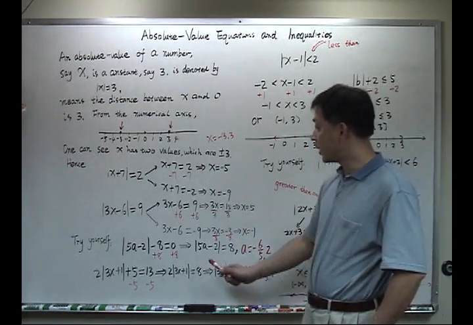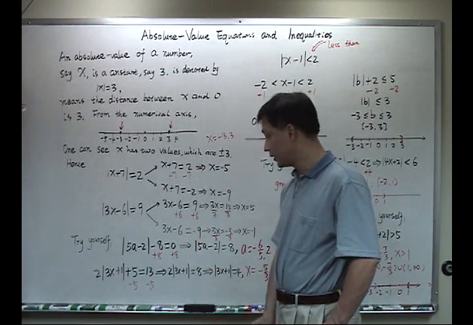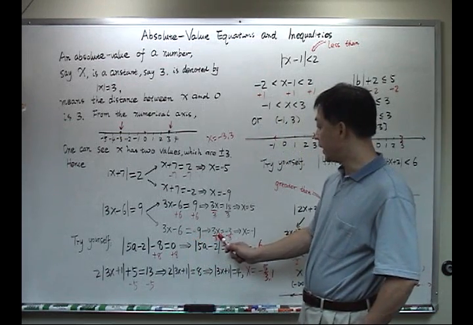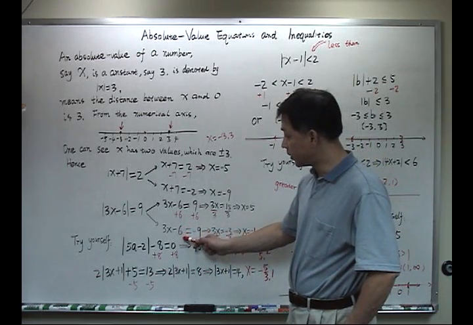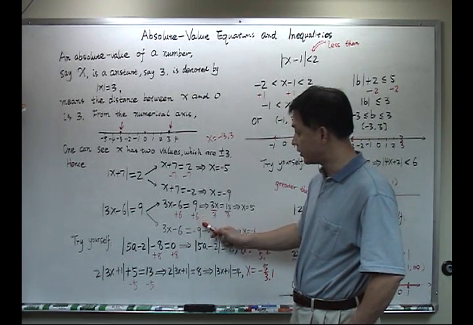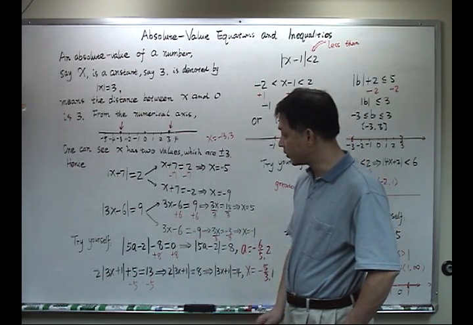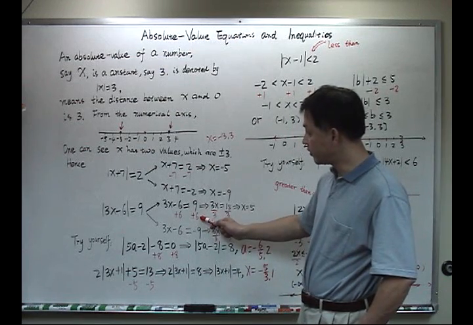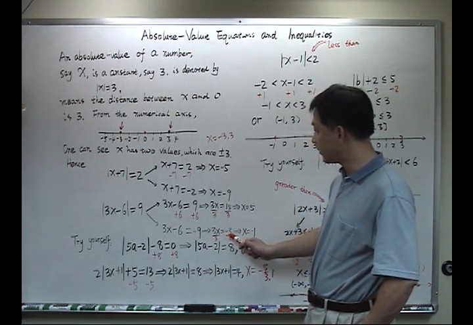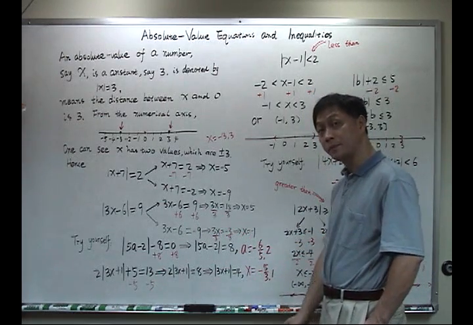Another one is from 3x minus 6 equals negative 9. So 3x equals negative 3, because you add positive 6 on both sides and it cancels the negative 6. So you have 3x equals positive 6 minus 9, which is negative 3. So x equals negative 1.